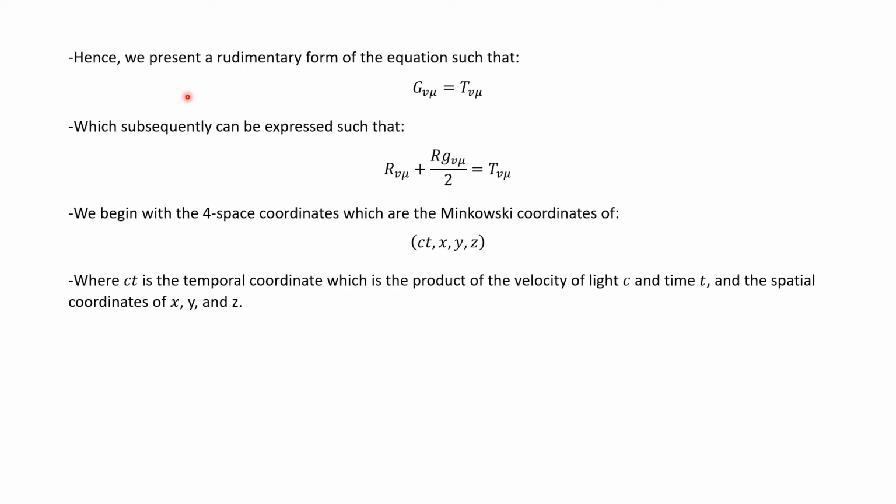Hence, we present a rudimentary form of the equation as given here, which subsequently can be expressed as we see here. We begin with the four space coordinates, which are the Minkowski coordinates of ct, x, y, and z, where ct is the temporal coordinate, which is the product of the velocity of light c and time t, and the spatial coordinates x, y, and z.